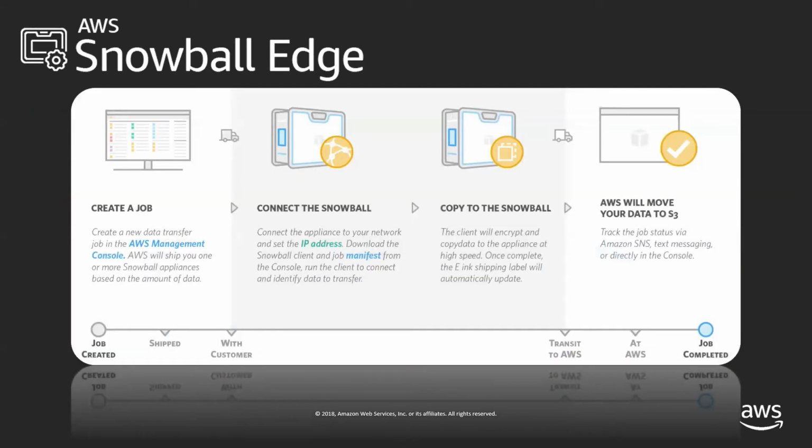Real quickly, the process for how Snowball Edge works is you create a job within the management console. You connect the Snowball device into your local network, copy all your data to the Snowball, and then ship it off. And then AWS will take care of extracting the data from the Snowball and putting it into the S3 bucket that you have requested. All through this process, you do get notifications via SMS. If you set it up, it can either be a text message, email, or some other mechanism that you choose for notification.